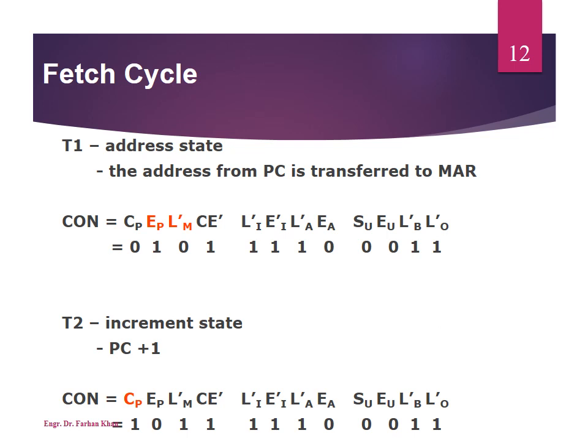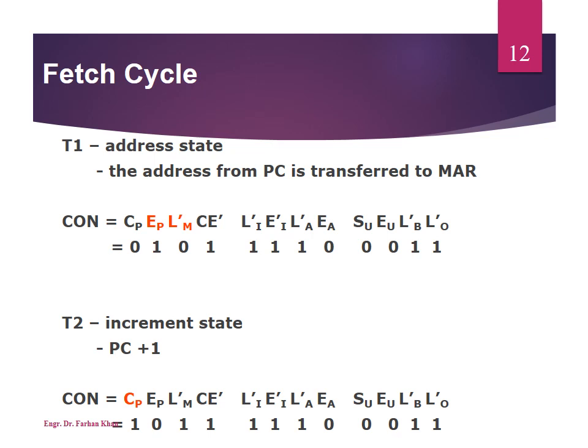In SAP1, each instruction takes at least 6 clock cycles. With one clock tick, part of the instruction is performed. These 6 clock cycles are divided into 6 T states, ranging from T1 to T6. T1 is called the address state, where the address from the program counter is transferred to the memory address register. The control word during T1 is shown here.